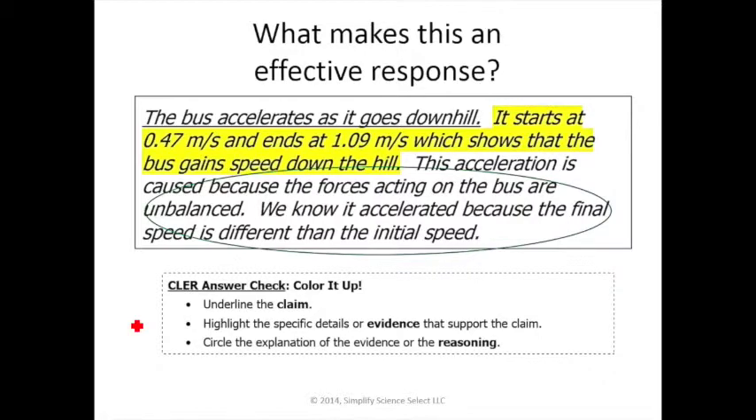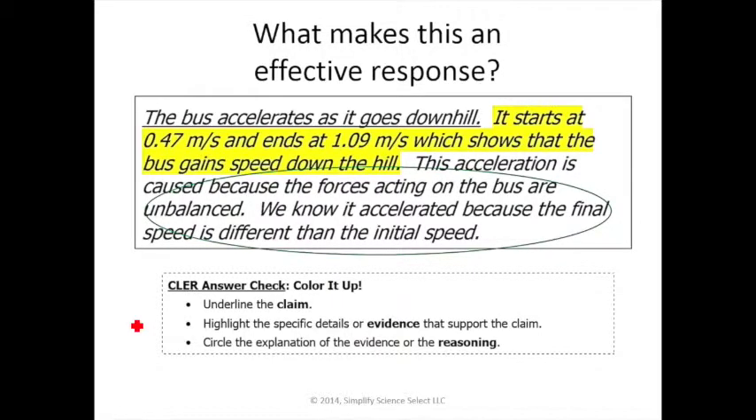Then I'm highlighting the evidence. This is the how do we know that, or proof. So I highlighted it starts at 0.47 meters per second and ends at 1.09 meters per second, which shows that the bus gained speed down the hill. That's the evidence that's supporting my claim.